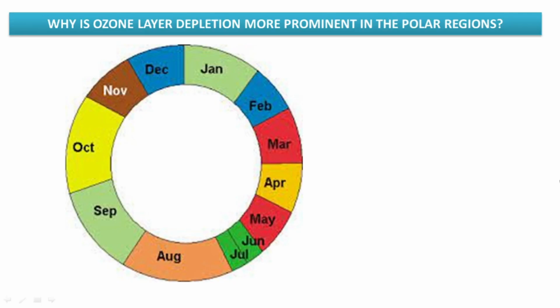Dear students, we all know that June 5th is World Environment Day, and in today's session, we are going to discuss a matter relating to the environment, that is ozone layer depletion. While talking about ozone layer depletion, we have heard that it is more prominent in the polar region. What is the reason? That's what we are going to discuss here today.